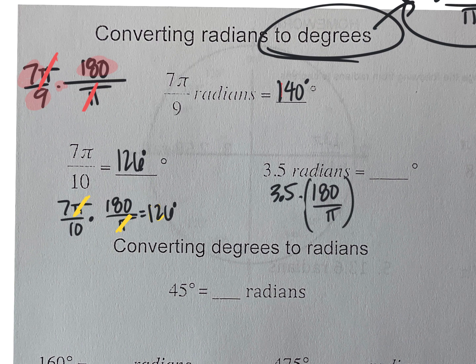I feel like this multiplication sign looks like a decimal, so I'm going to get rid of it. 3.5 times 180 over pi. And honestly, I would use the pi this time. Let's do 3.5 times.